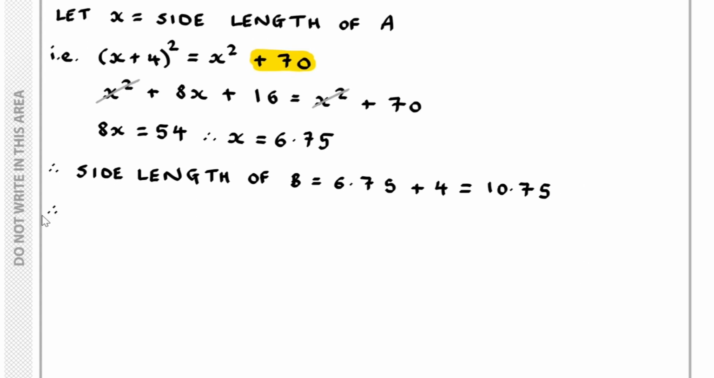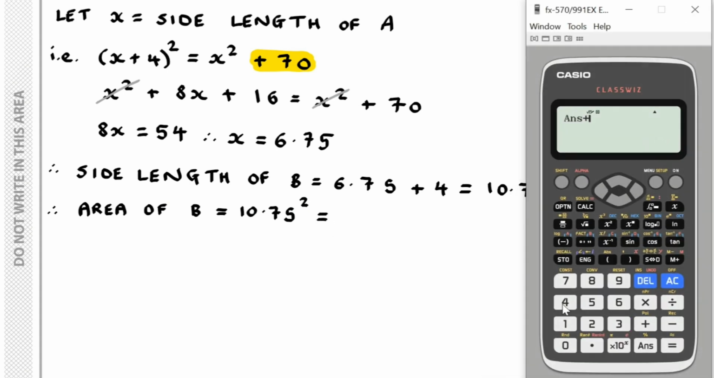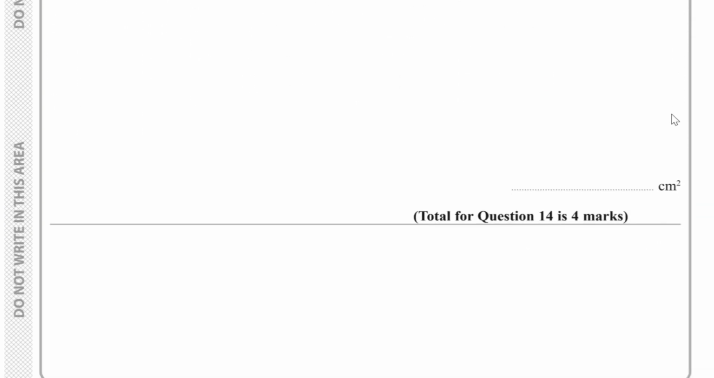And what we need to do in this question is find the area of B to 3 significant figures. So the area of B is equal to 10.75 squared. So if I add 4 and then square, we get 115.5625 centimeters squared. And giving our answer correct to 3 significant figures, we end up with 116.